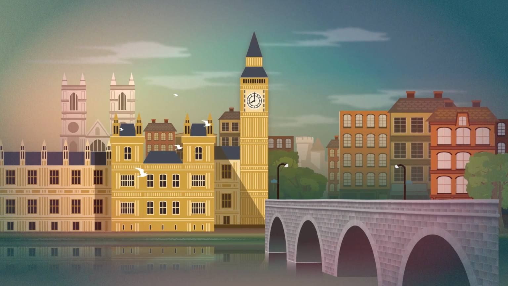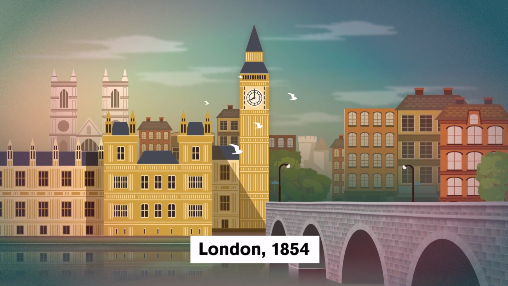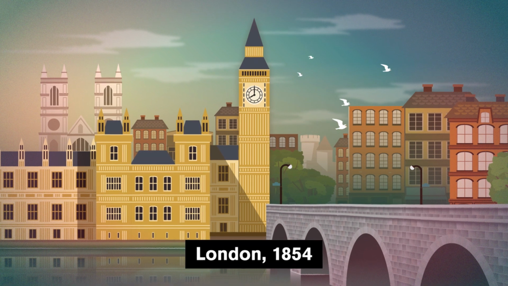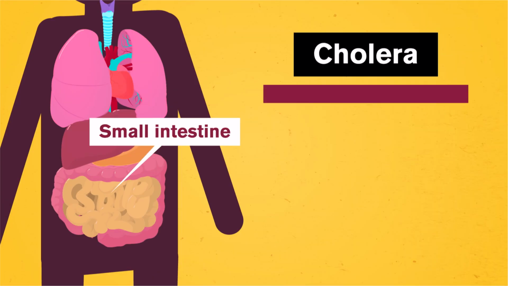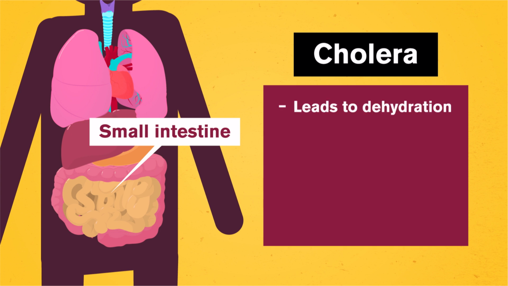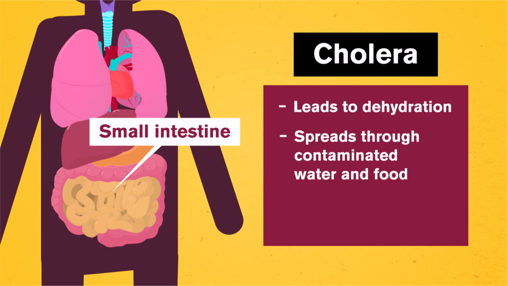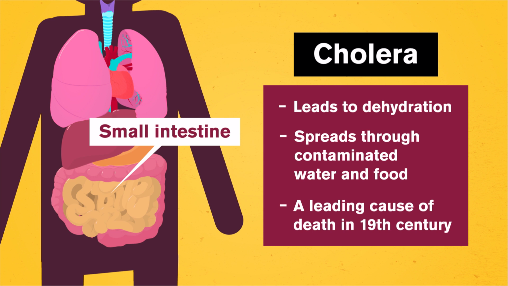Let's go back in time before people knew about germs. Like London in 1854, where a bout of cholera broke out. Today we know cholera is an infection that sets up in our small intestine and eventually leads to dangerous dehydration. It commonly spreads through contaminated water and food, and it was a leading cause of death in the 19th century. In fact, it's still a major problem today, and cholera outbreaks do exist in the 21st century.